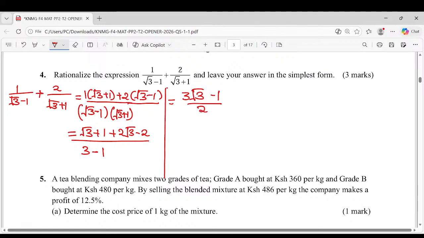Leave your answer in the simplest form. This can be written as root 3 divided by 2, which becomes 1.5 root 3 minus 0.5. That becomes the answer in its simplest form, ladies and gentlemen.